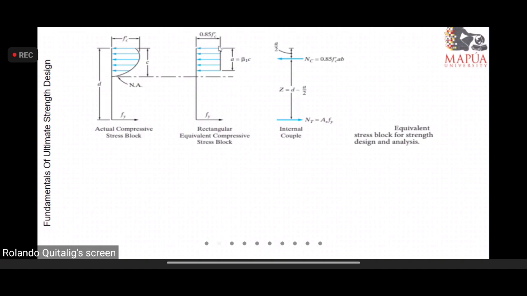And that is equal to 0.85 Fc prime times A times the transverse width, which is B. In turn, we also have N sub T here, which is the representation of the As and the Fy, and that constitutes N sub T. This internal couple, Nc and Z, where Z is represented as the difference of D and A over 2, and Nt and Z, which is also an internal couple, these two couples are equal. This is the equivalent stress block for strength design and analysis.